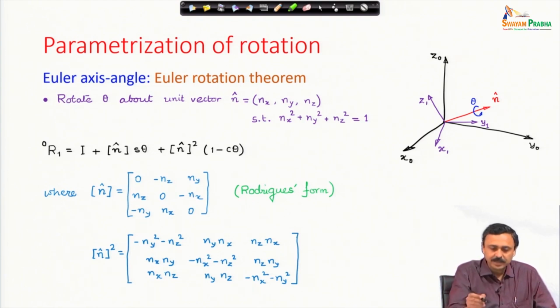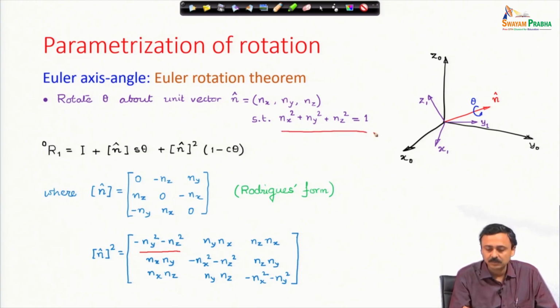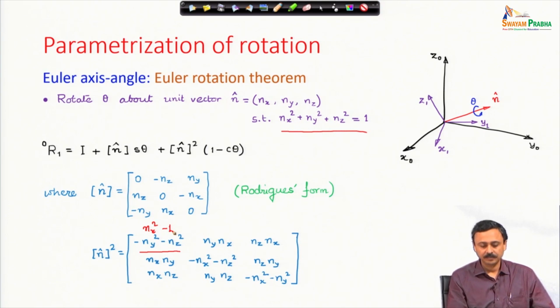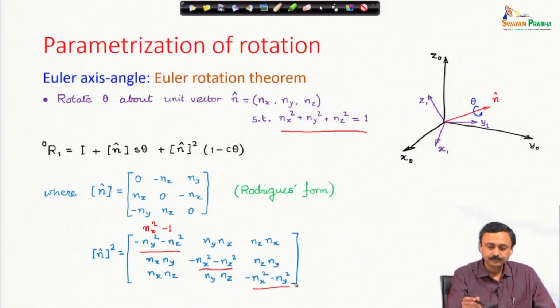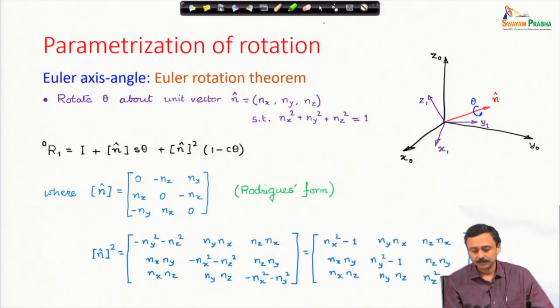Sometimes this is written in a slightly different manner, because the first term is minus n y square minus n z square, and you know that n x square plus n y square plus n z square is 1. Therefore, sometimes you can also write this as n x square minus 1, this is n y square minus 1, this is n z square minus 1. So, I have written it.